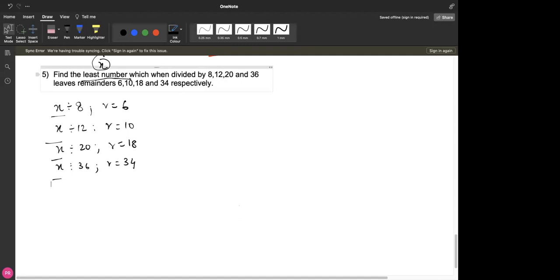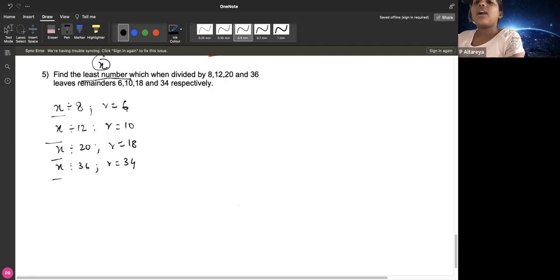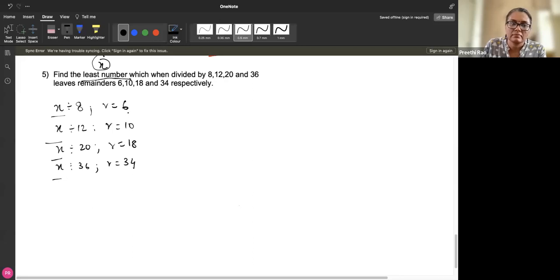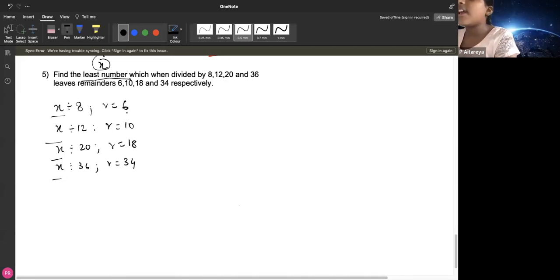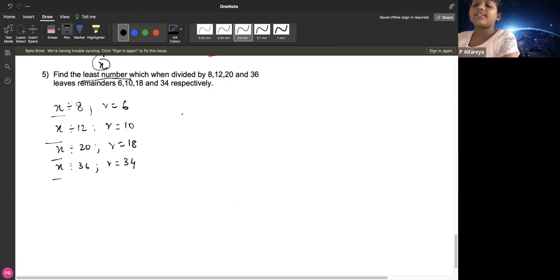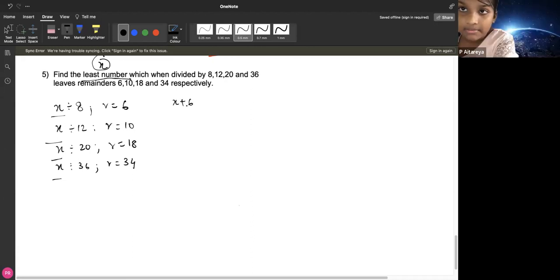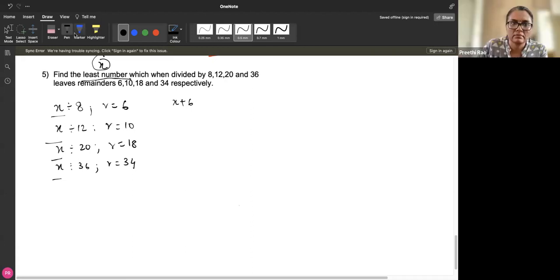Ma'am, can I tell how? Who is it? Aitreya. Okay, Aitreya, go ahead. Ma'am, if the remainders are different, then if we add the remainders to the numbers respectively, the number will be exactly divisible. Okay, so we have to add the remainder to the number. So you want to add X plus 6? Ma'am, 8 plus 6.